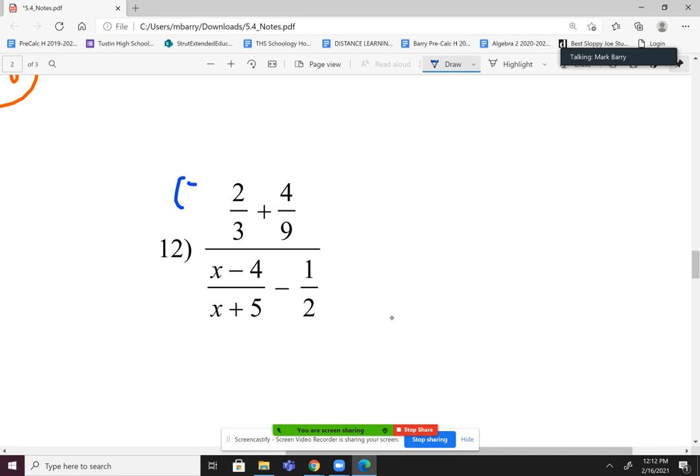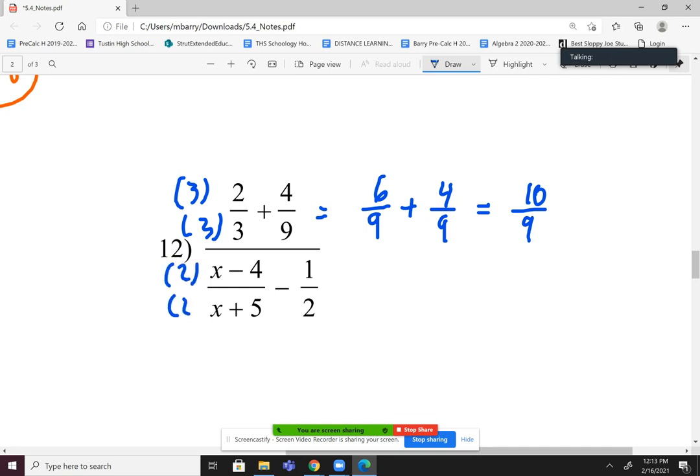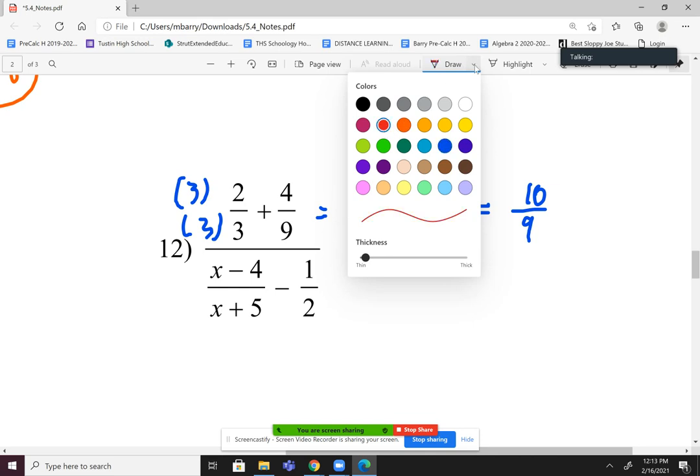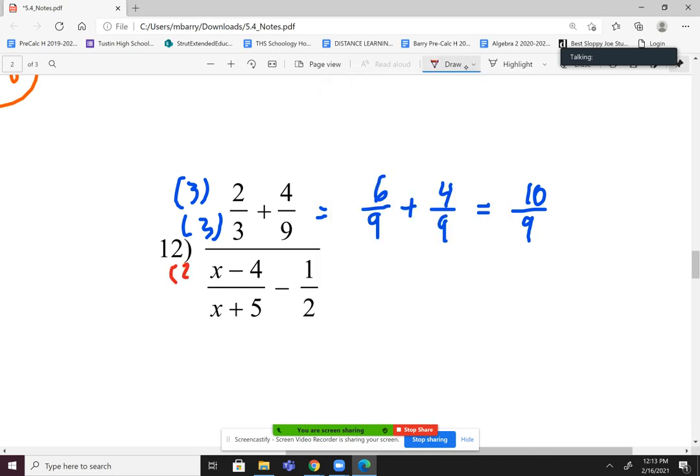Okay, so we'll multiply this one by 3. Getting that common denominator there. Multiply this one by 2. Oh, I gotta do my color coding here. And we'll multiply this one by x plus 5.